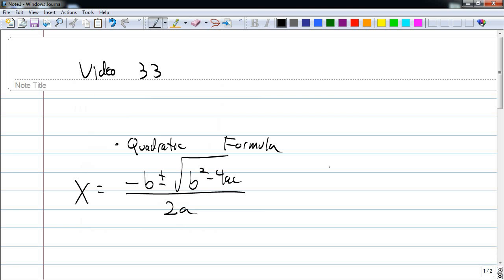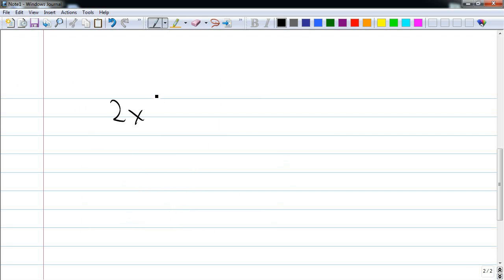Let's review that the quadratic formula is negative b plus or minus the square root of b squared minus 4ac over 2a. And what this mess gets us are values for x if the equation equals 0. So if we're looking at something like this, the thing to remember is that this equation needs to equal 0. So I've got to pull everything to one side.